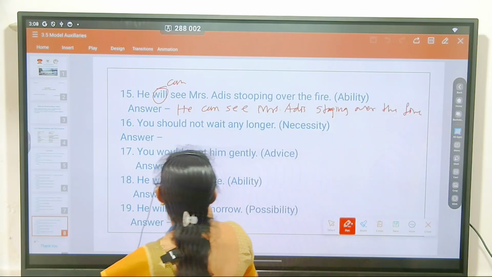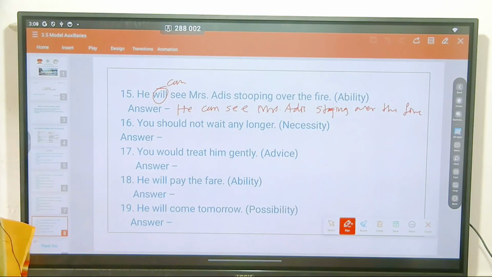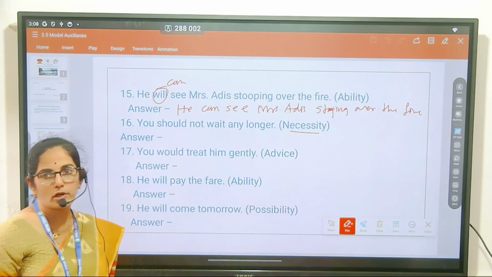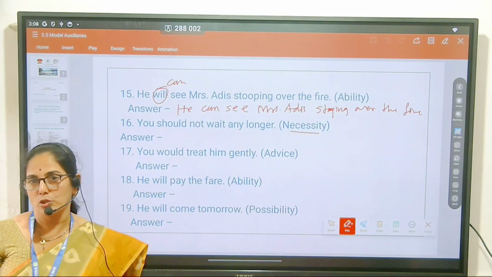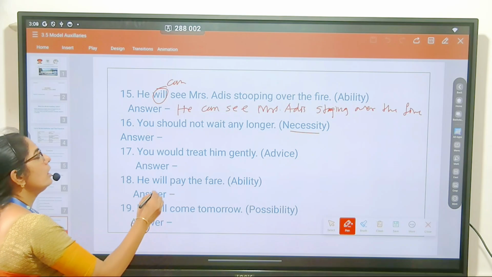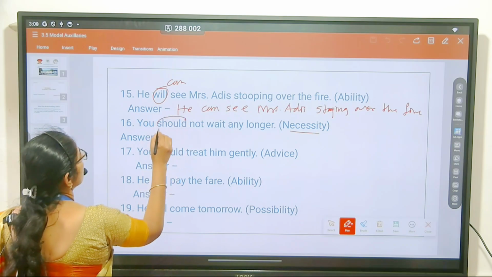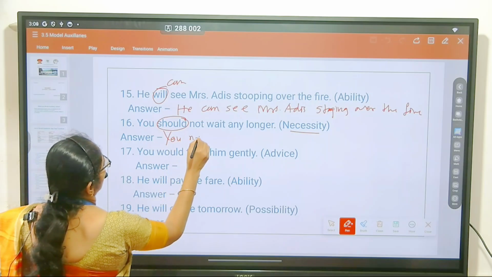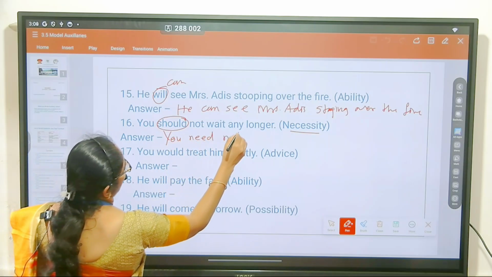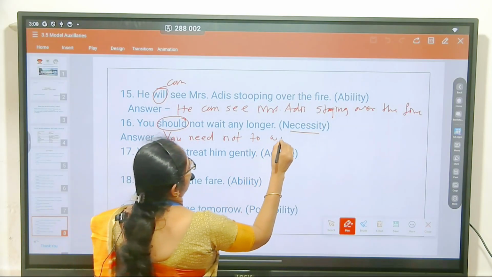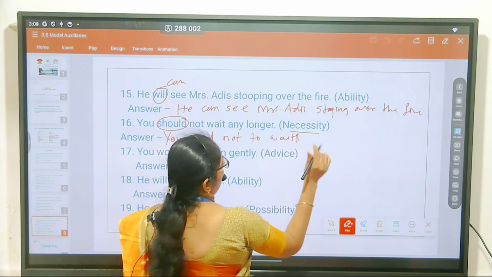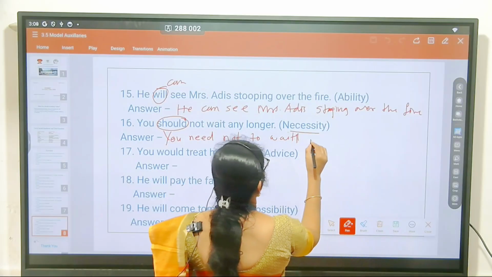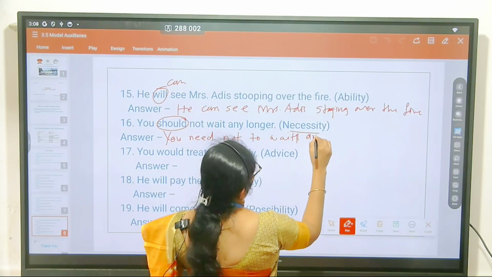Okay. The next, you should not wait any longer. Necessity. For necessity, the modal auxiliary used is need not or need to. Instead of should, you have to use need not. You need not wait any longer.